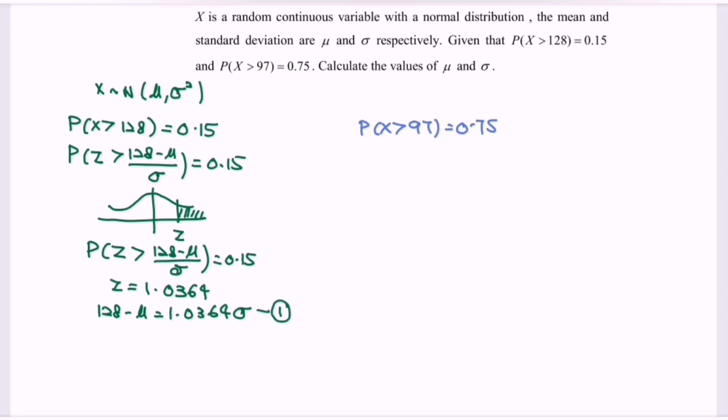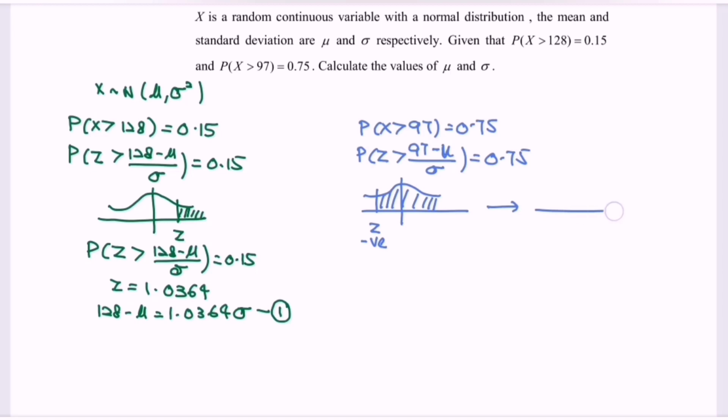Next, move on with the second equation. We standardize the situation: 97 minus mu over the standard deviation equals 0.75. If we refer to the diagram, Z will be located on the left, which is the negative Z. So here will be the shaded region. Rewrite the formula. So here will be the situation for Z.